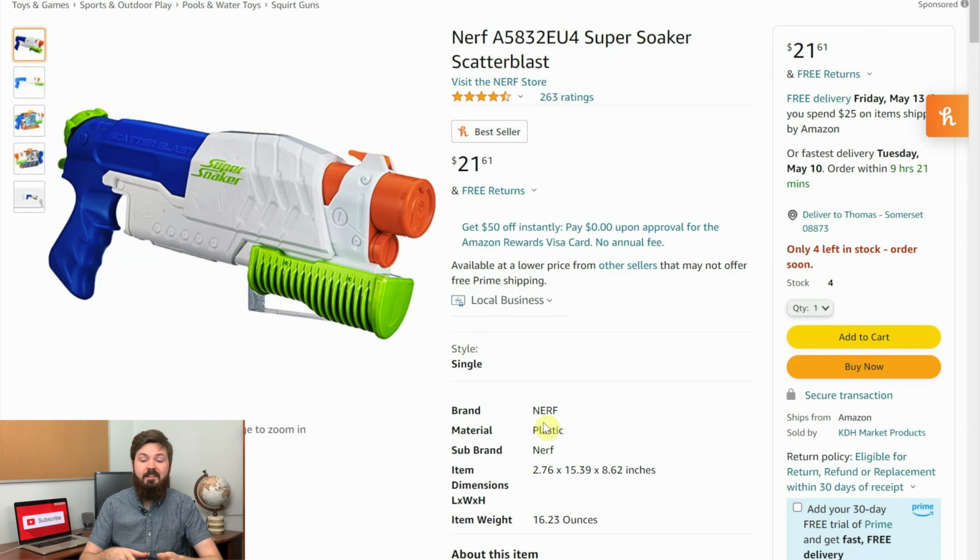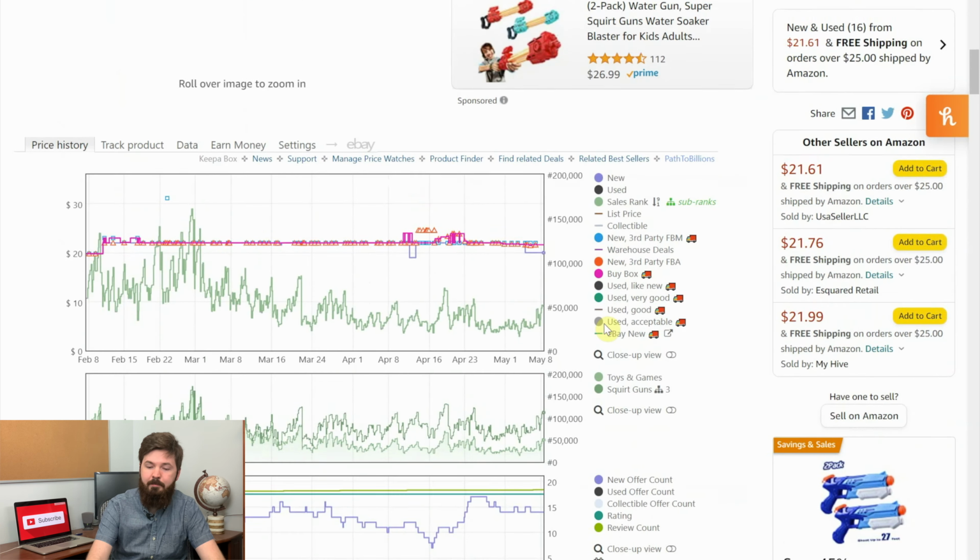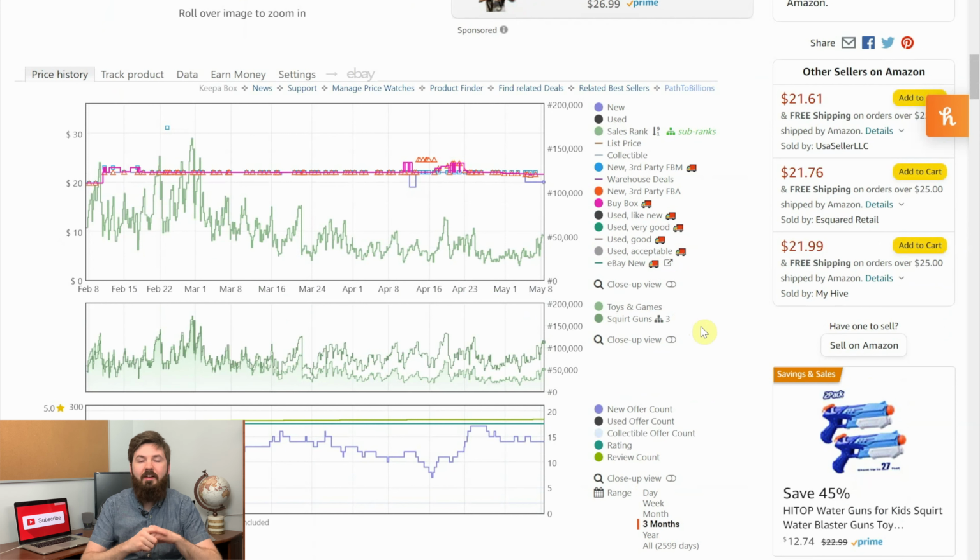We're going to start off on this listing here for a Super Soaker. This is a product I bought and sold recently, but it is no longer profitable because I bought it on sale at Target and the sale is no longer going. So what we want to do first is scroll down to the Keepa Graph, and I'm just going to go over a little bit of the information you're looking at here in case you've never seen Keepa before.